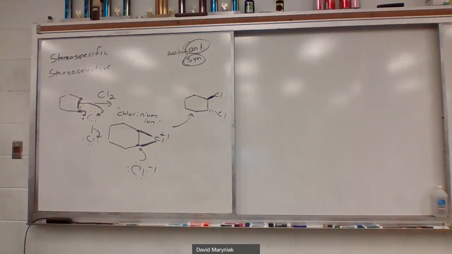And now, can it rotate? No. Can it chair flip? Sure. Would you end up with one axial and one equatorial, and they'd have the same stability anyway? So what's the value of mechanisms? It helps us understand our stereochemistry during the course of a reaction.